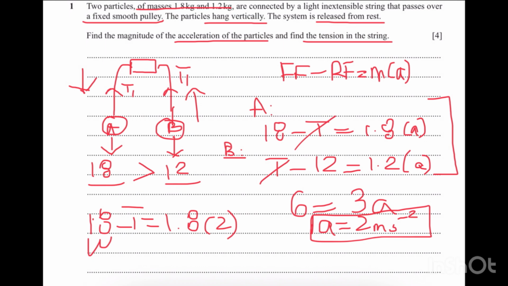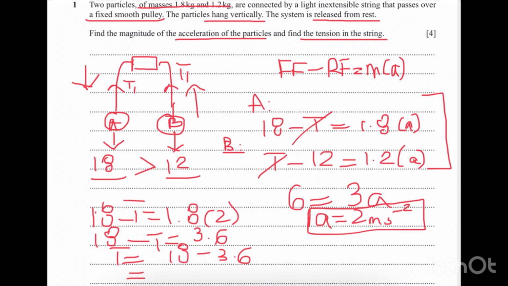That means that 18 minus T is equal to 3.6, making T equal to 18 minus 3.6, 14.4. So that means the tension is equal to 14.4 newtons and the acceleration is 2 meters per second squared.